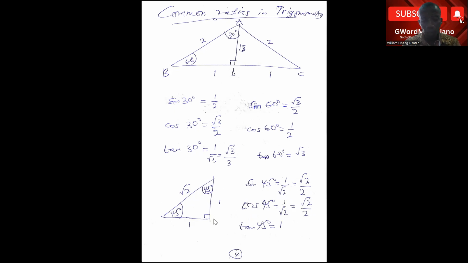Tan 45 will be opposite over adjacent, and that is 1. And so this is how we normally compute the common trig ratios. We'll be using them in examples, so take note of that. Try and revise how we derive them: 30, 60, and then 45.